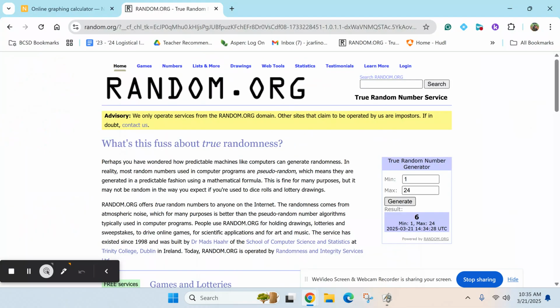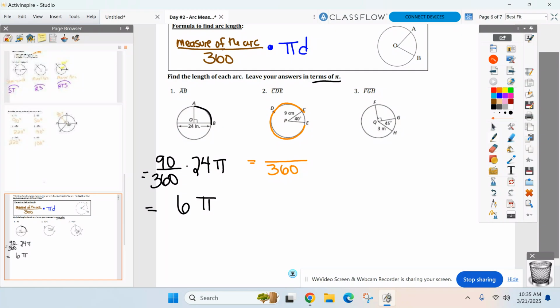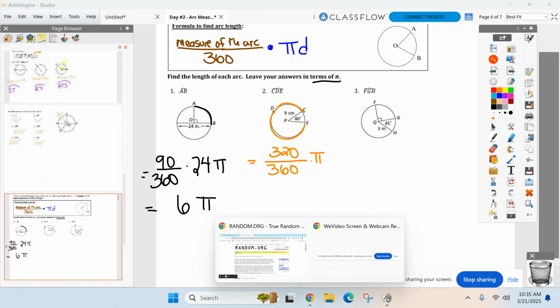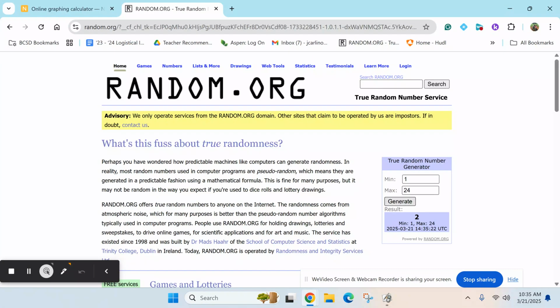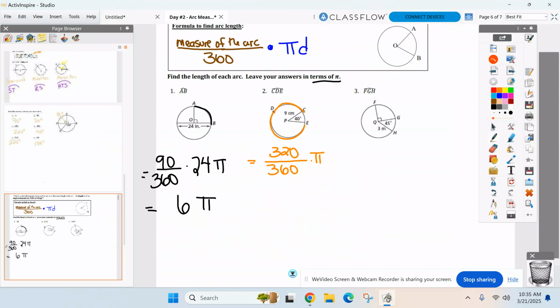What is the degree measure of that arc I'm trying to find the length of? Zach, over to you. 320. 360 minus 40. Good. Times pi. What about the diameter in this case? Aylin, diameter? 18. Thank you. Leave your answer in terms of pi, but you can multiply everything else.